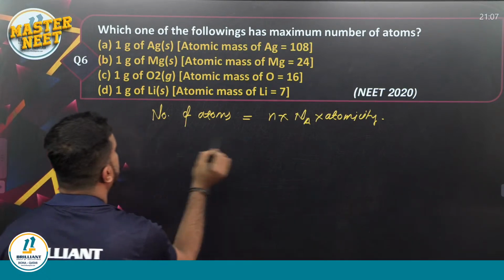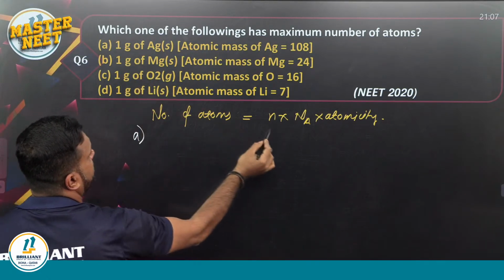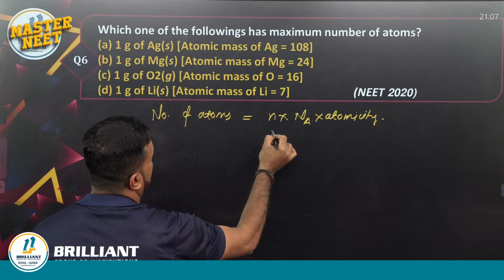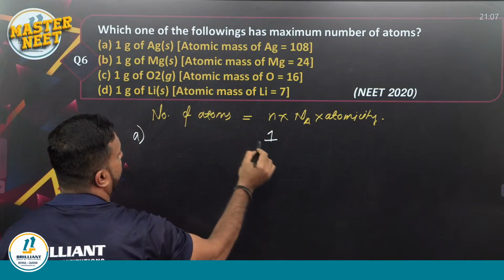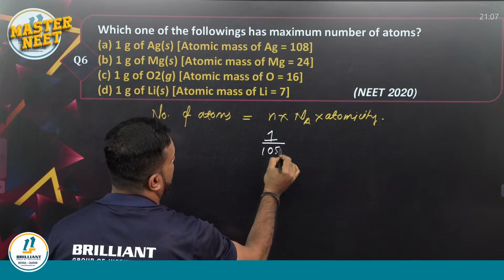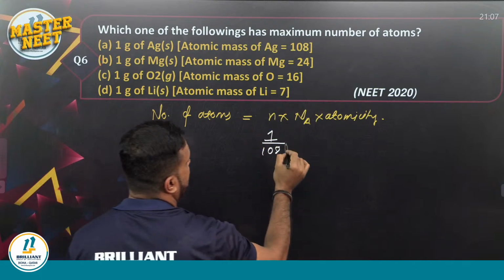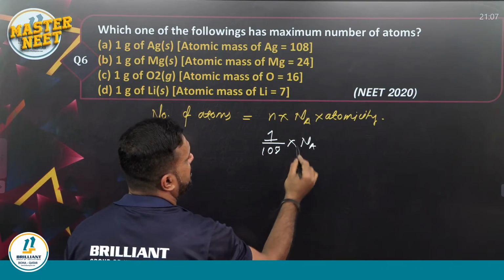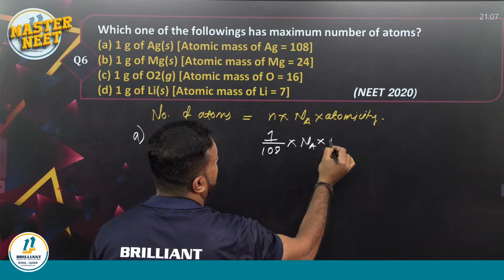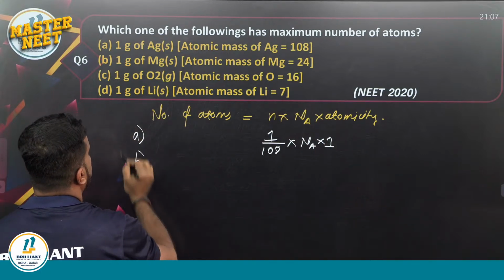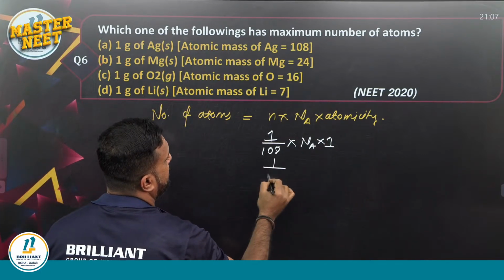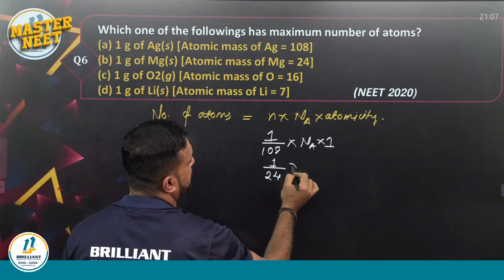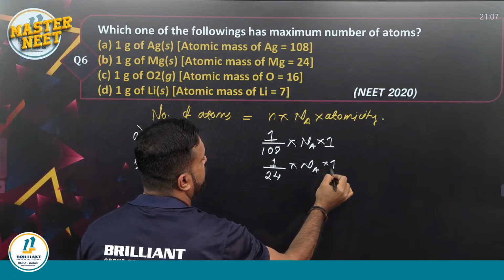Here we will apply option A. What is the number of moles given? Number of moles we can find by given mass by molar mass. Given mass is 1 divided by 108, the atomic mass of silver, into Avogadro number. I will take it as Na itself because everywhere it will come as Na. For every metal atomicity is 1. What about option B, 1 gram of magnesium? Then I will write 1 by 24 into Na. For every metal atomicity is 1.